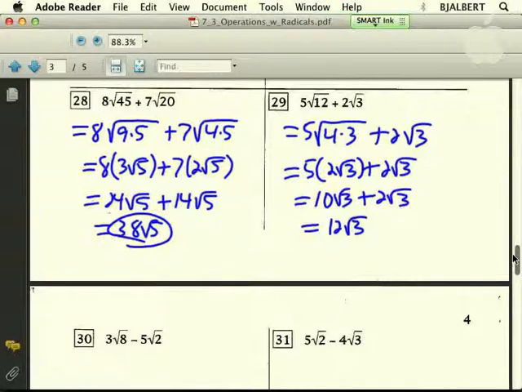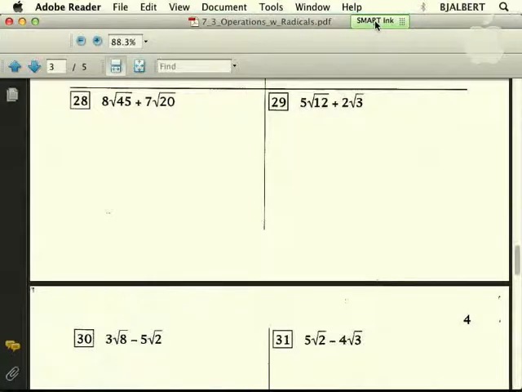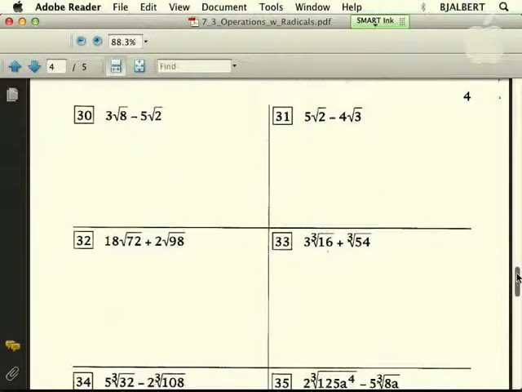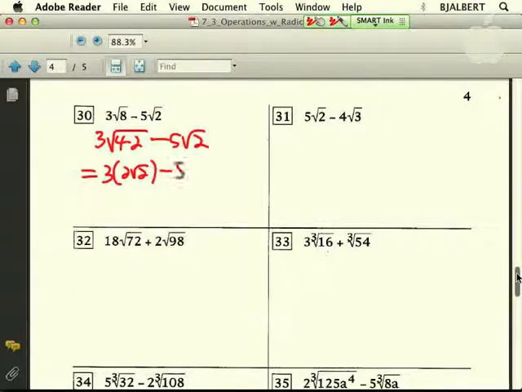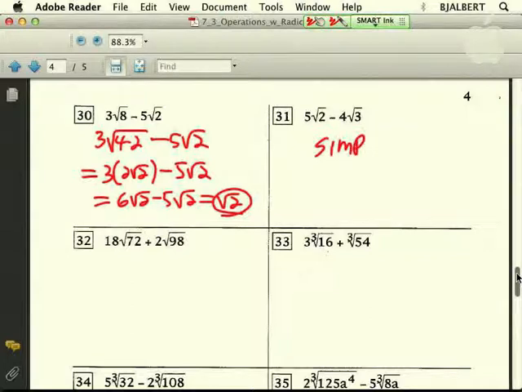30. It's going to be 3 times the square root of 4 times 2 minus 5 square roots of 2. It's going to be 3 times 2 square roots of 2 minus 5 square roots of 2. So 6 square roots of 2 minus 5 square roots of 2 is 1 square root of 2, which is square root of 2. 31 is already simplified.